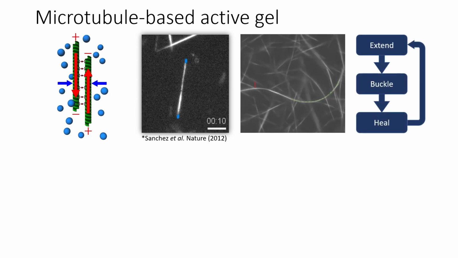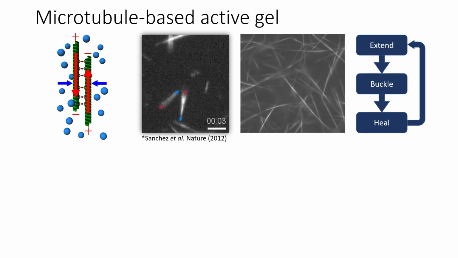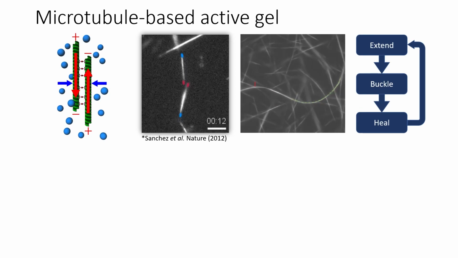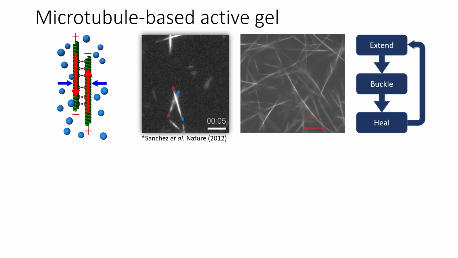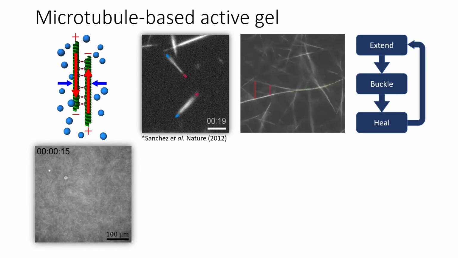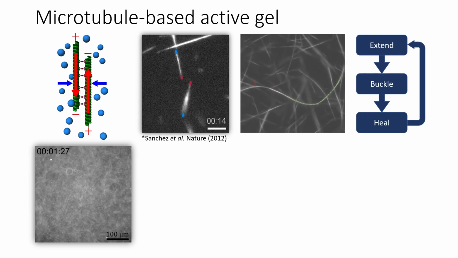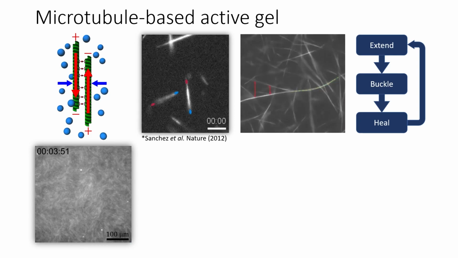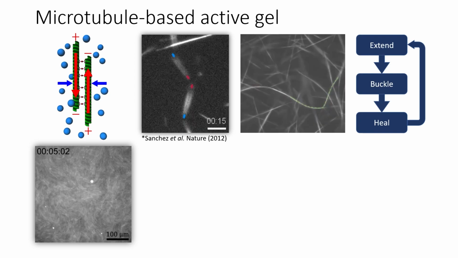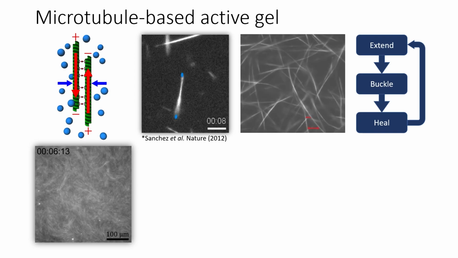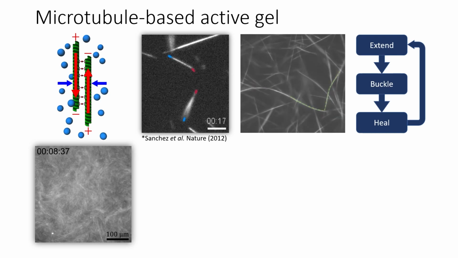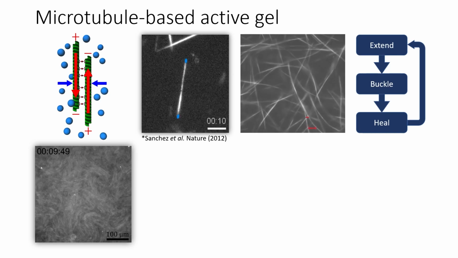Such interfilament sliding, along with the depletion force, collectively cause microtubule bundles to repeatedly extend, buckle, and anneal. Its repeated dynamics accumulate to millimeter scale, causing microtubule bundles to form a percolating network whose structure is constantly rearranged. This self-rearranging structure looks like a gel, so we call it active gel.